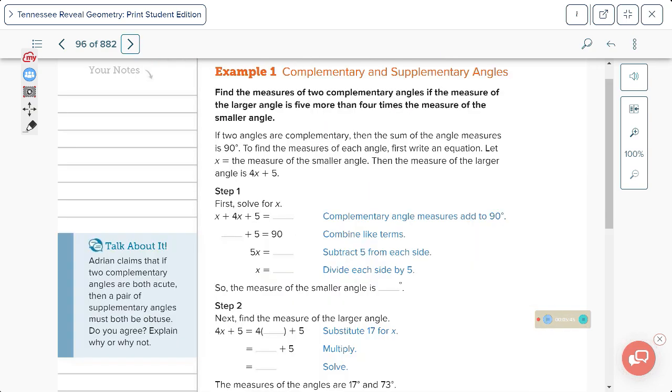All right, let's turn the page and go to example 1. So this is an example showing how we can use the definitions of complementary and supplementary to solve problems, okay?